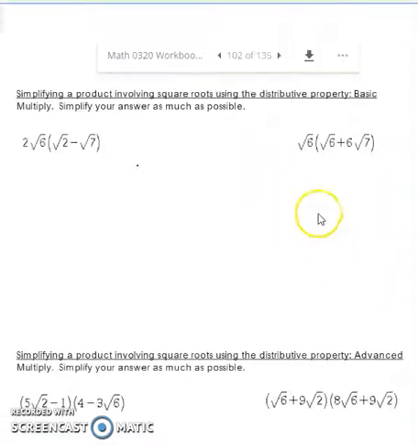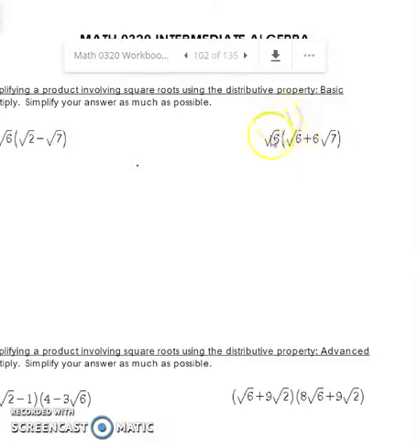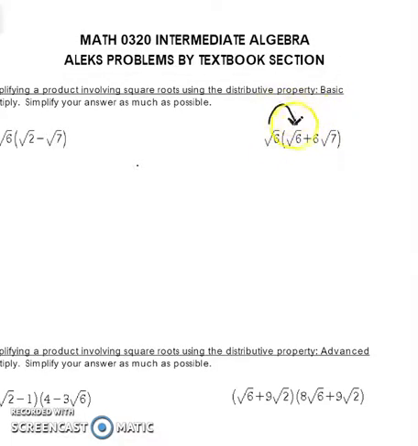Right now we're on page 102. You'll notice the number is the same as what's right there. Same deal. Distribute that root 6. Root 6 times root 6, well, we talked about that. That's just going to be 6. And root 6 times 6 root 7.